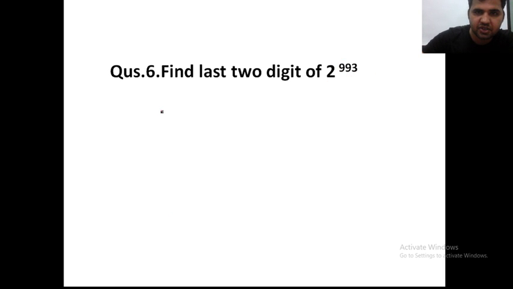So I am moving to the next question. Question number 6. Give me the answer of this question: 2 power 993. Now you can solve it. We have done two rules, and two are yet to be done, so we'll be doing two more rules. Find the last two digits of 2 raised to power 993. What will be the answer of this question? 92. Okay, very good, Shrey, 92 is the right answer.